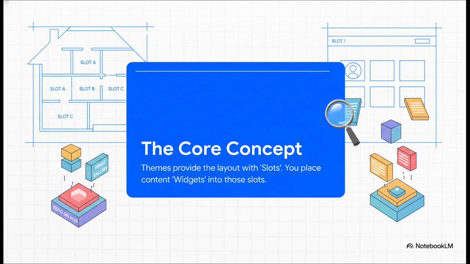Think of a theme as the blueprint for your house. It defines the layout, the rooms, right? We call those rooms slots. Then, all you have to do is furnish those rooms with widgets, which are just your blocks of content, like a photo gallery or a sign-up form.